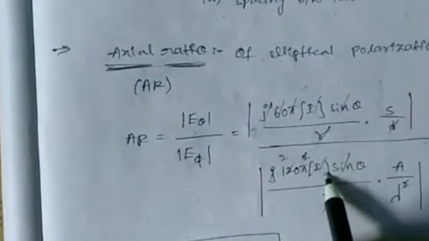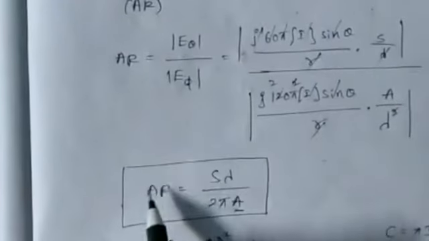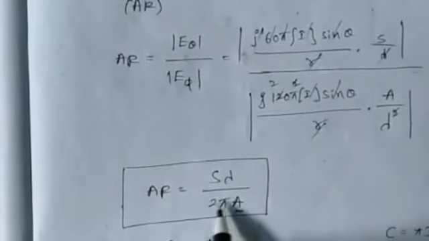Now substituting the formulas and cancelling the terms, the axial ratio will become s lambda by 2 pi into A. So now already we know A is nothing but the area of the small loop, that is pi d square by 4 meter square. So now the axial ratio will become 2 s lambda by pi square d square.